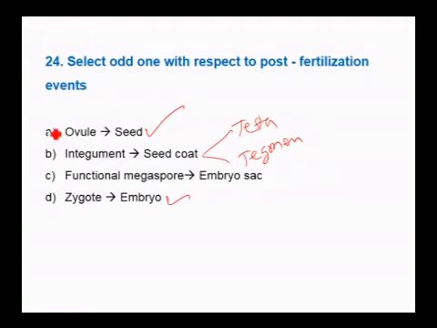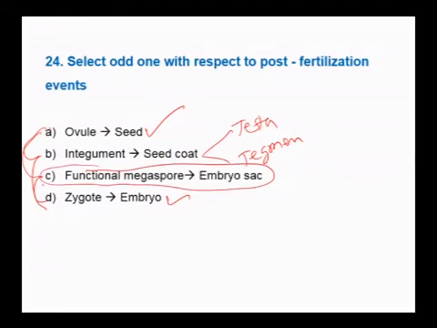See, options A, B and D are the events which take place after fertilization. Functional megaspore is not a post-fertilization event. Therefore, the odd one in this is the third option, functional megaspore into embryo sac. We shall move on to the next question.